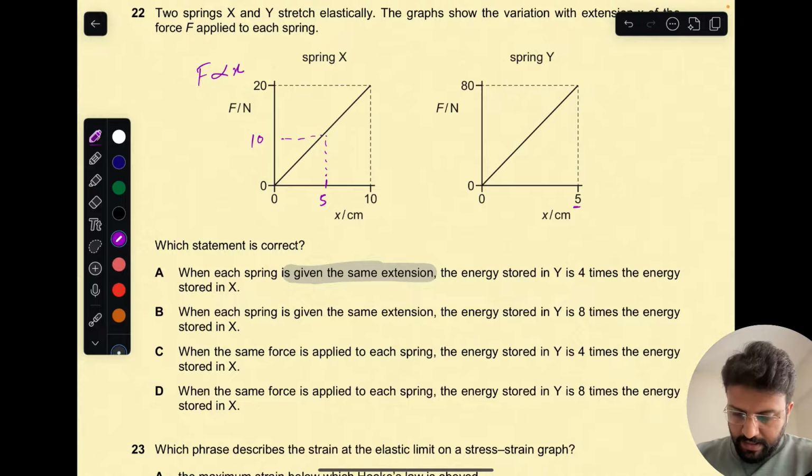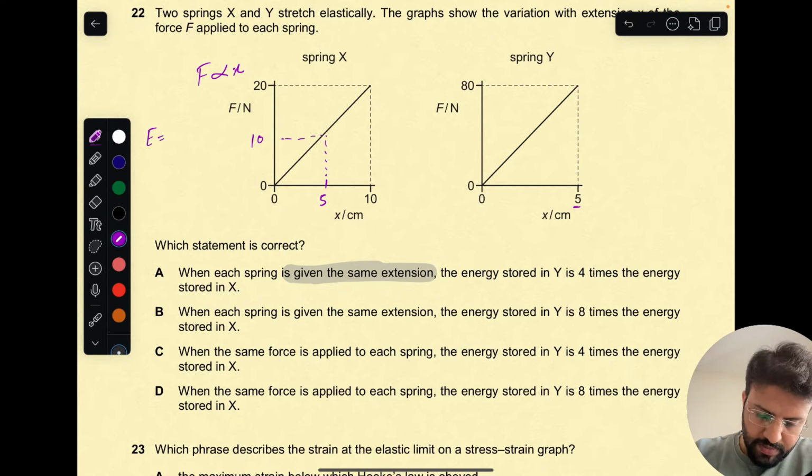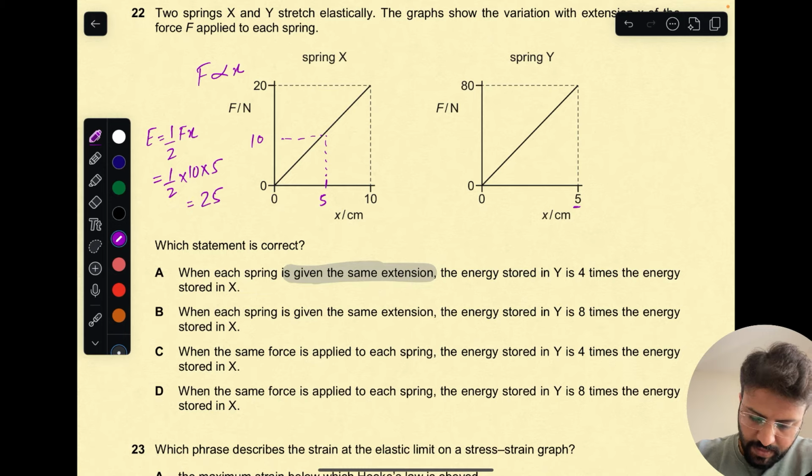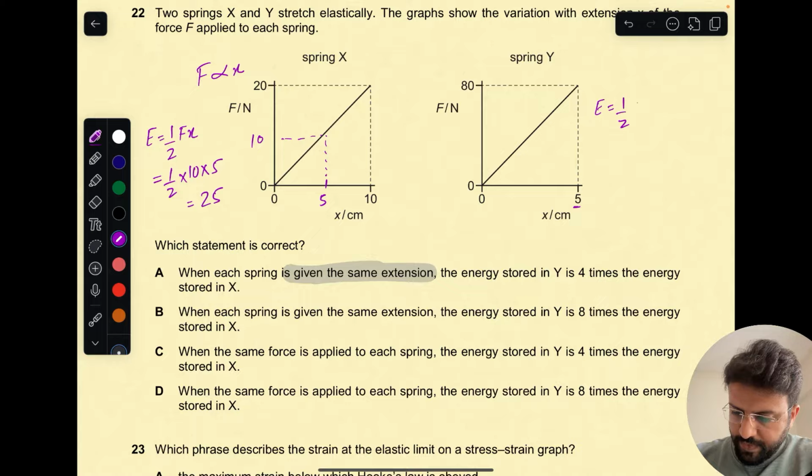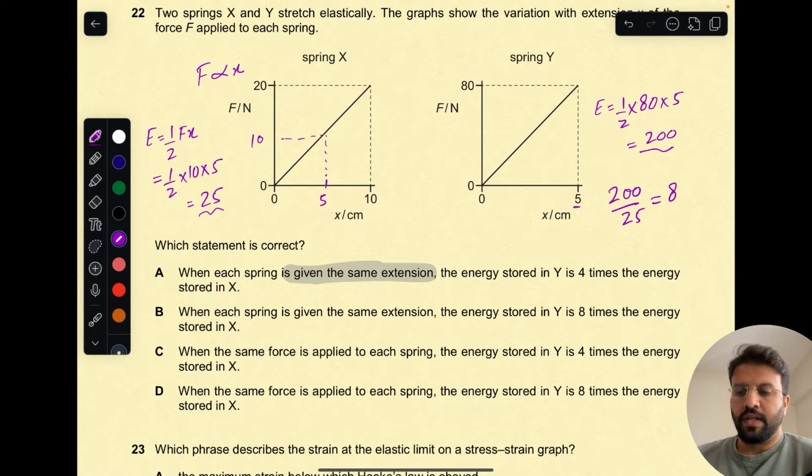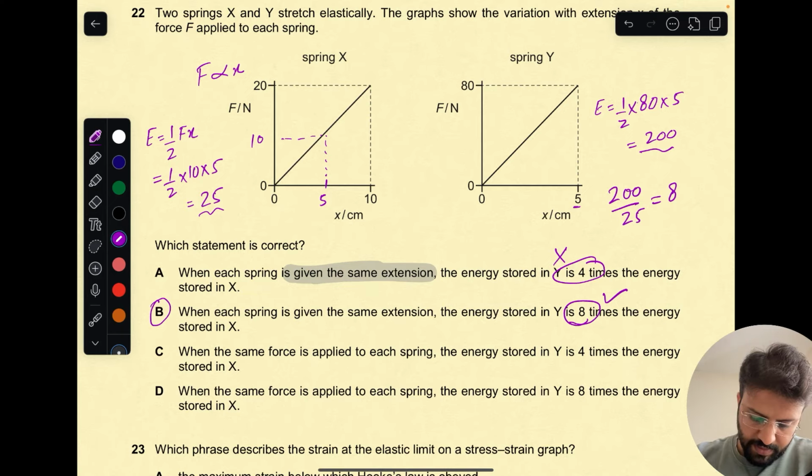Hooke's law. Okay. So you have to compare the energy. For energy, we have the relation E is equal to 1 over 2 F into X. So it will be 1 over 2, 10 into 5. That will give you 25. And here, 1 by 2, F is 80, X is 5. So it will give you 200. So you have 25 and 200. What is their comparison? 200 divided by 25 gives you 8. So it's not 4 times, it is 8 times. Yes. Okay, it's option B that is correct.